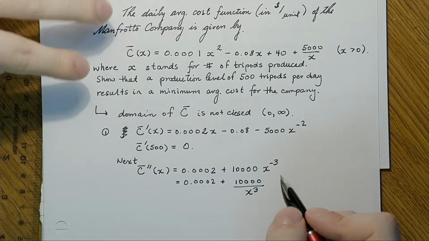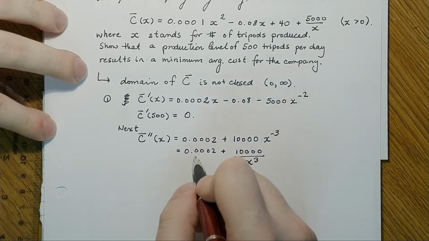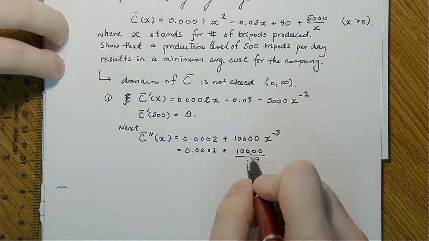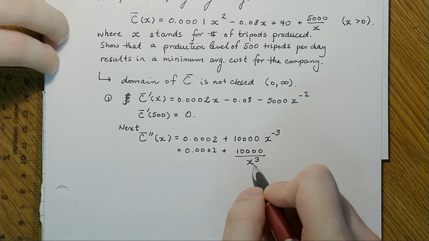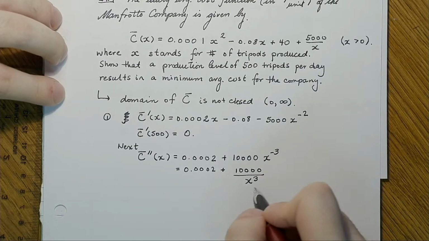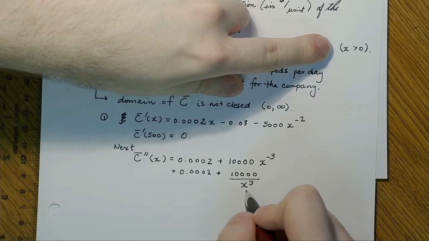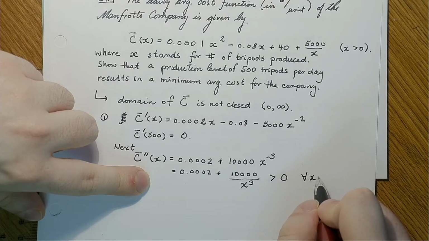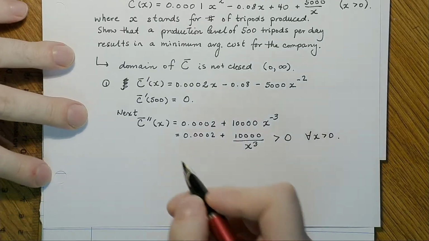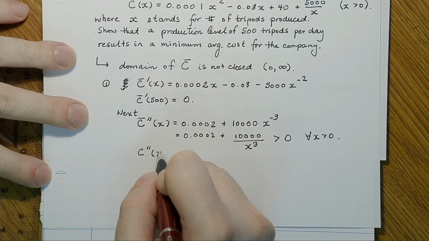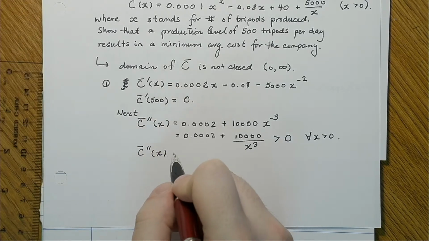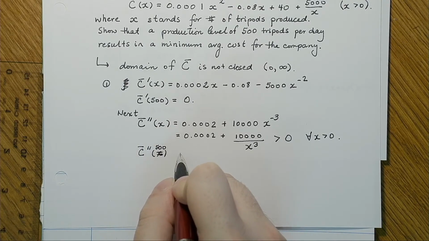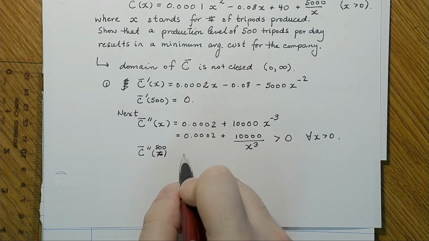Which is awesome, because without me knowing anything at the moment, this is a positive number. I have 10,000 divided by x to the 3, and those x's are positive numbers. So I know that this is greater than 0 for all x greater than 0. That's good, which means I know automatically that if I substitute in that value of 500, it's already greater than 0.